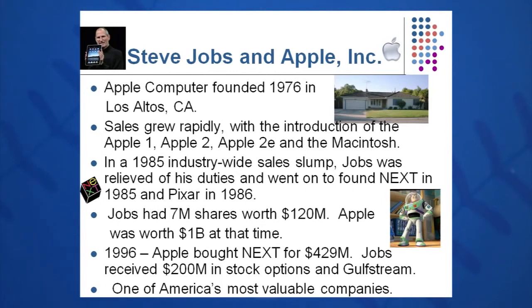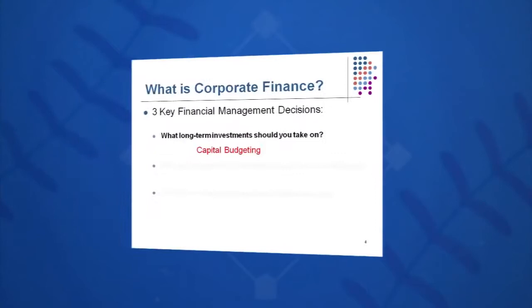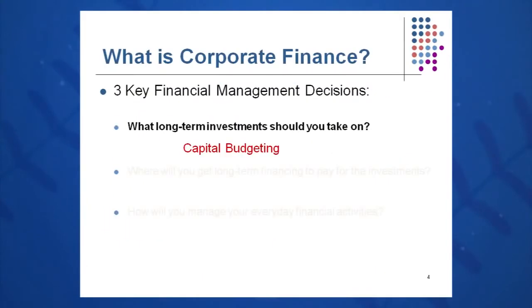Jobs, who was an entrepreneur and a founder of Apple, and then an ex-employee, and then re-employed and became an executive once again at Apple Computer. So today we want to talk about what is corporate finance exactly? What does it involve? What are the things that are on the mind of the chief financial officer, the president of the company at all times?